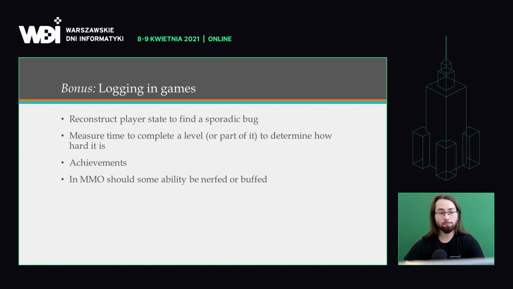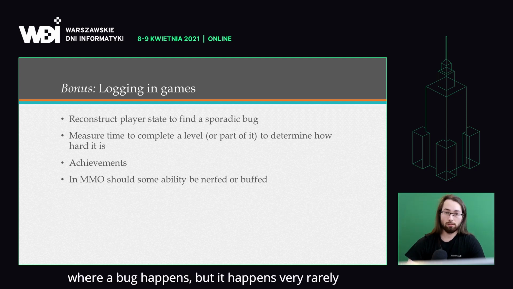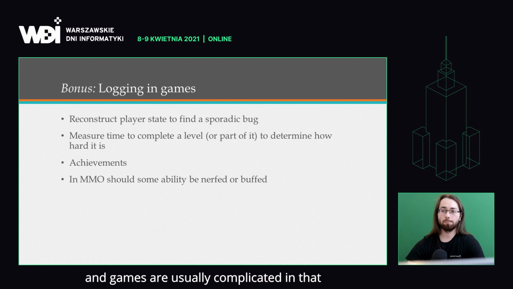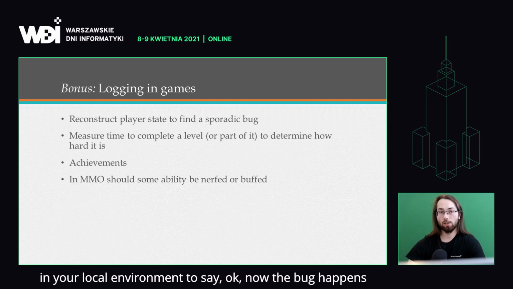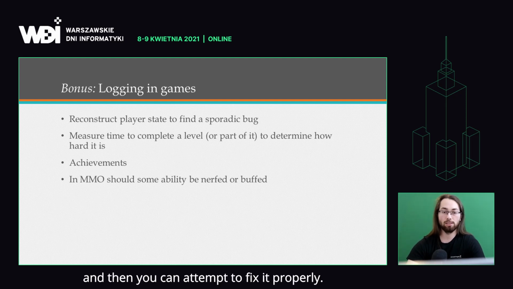So the first one is this scenario where a bug happens, but it happens very rarely. And games are usually complicated in that you might be able to play the game a bunch of times and never hit the bug. So it's important when the bug happens that you have recorded the steps that the player took while they were playing, and then you can replay those steps in your local environment to say, okay, now the bug happens, and then you can attempt to fix it properly.